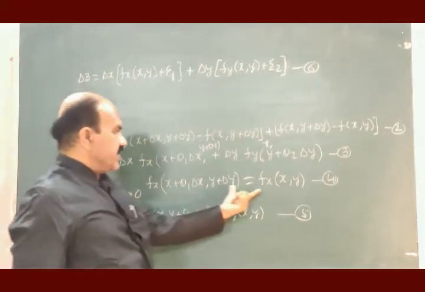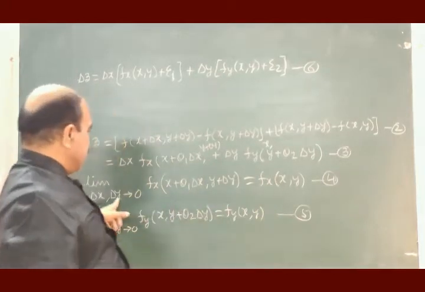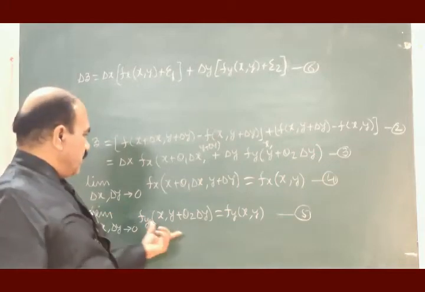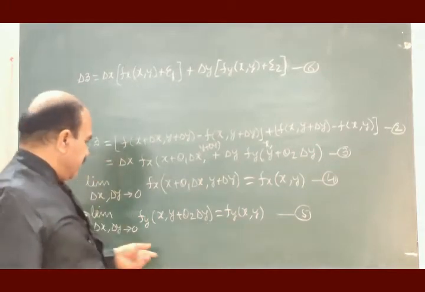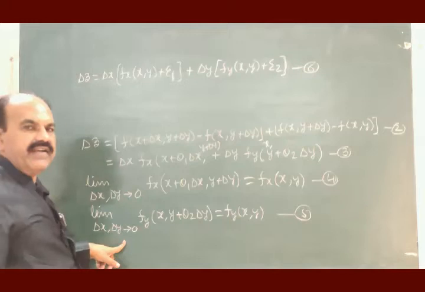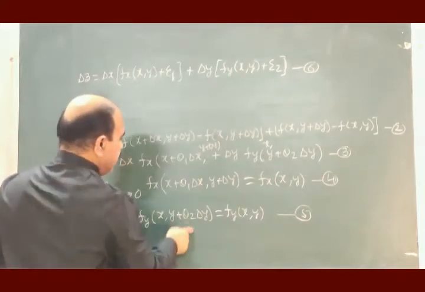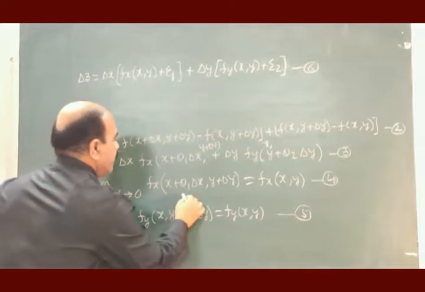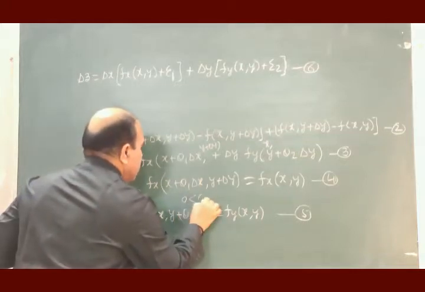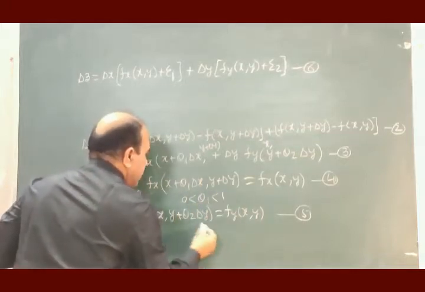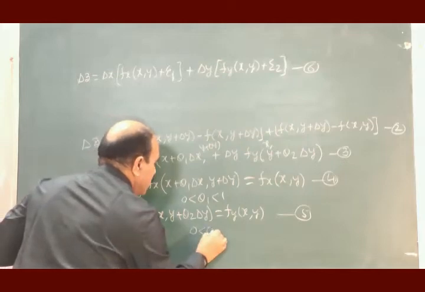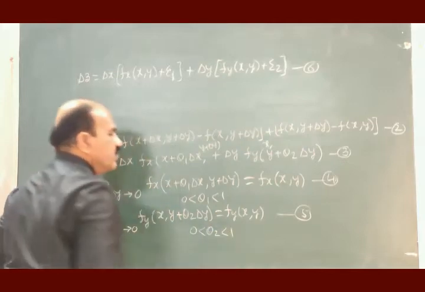We can have this bracket as this at delta x delta y tends to 0 because theta 1 and theta 2 are very small, 0 less than theta 1 less than 1, and here 0 less than theta 2 less than 1.